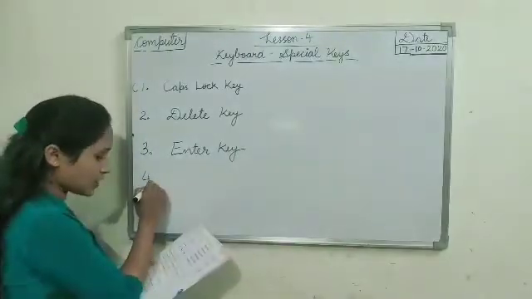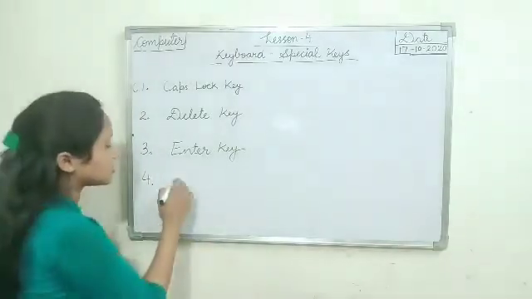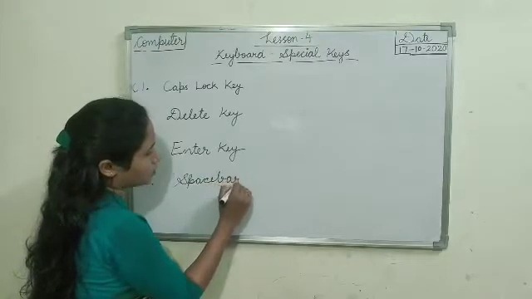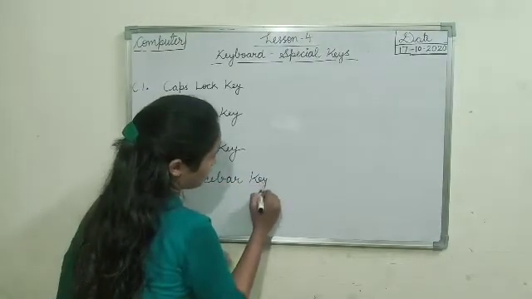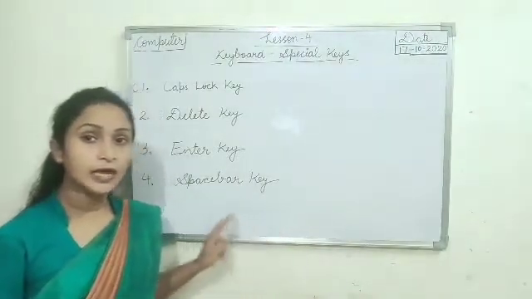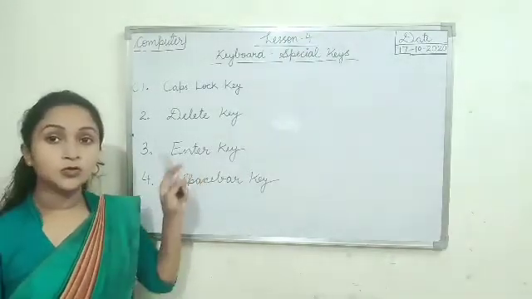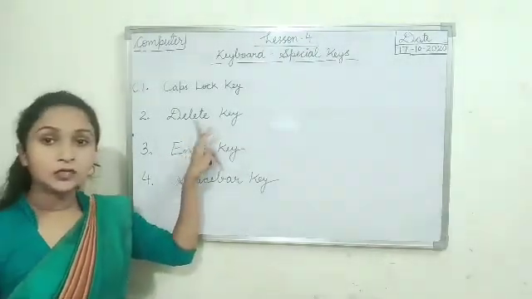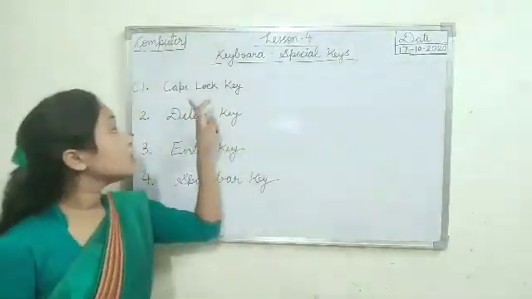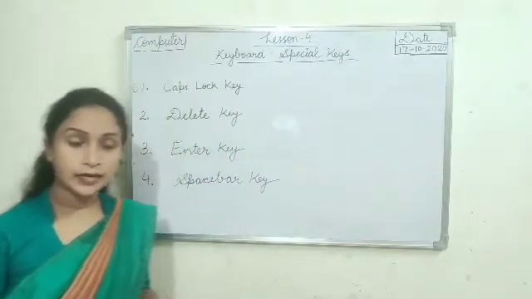4. I give space between words. So which key gives space between the words? Space bar key. And we all know space bar key is the longest key on the keyboard. Enter key brings the cursor to the next line. Delete key erases letters to the right side of the cursor, and caps lock key is used to type in capital. Okay. Clear?